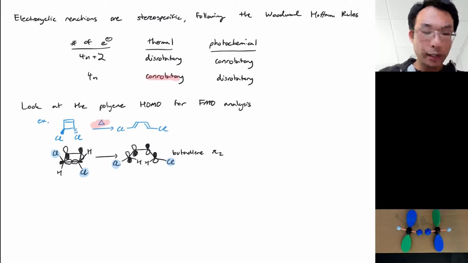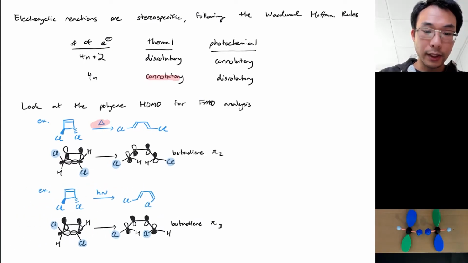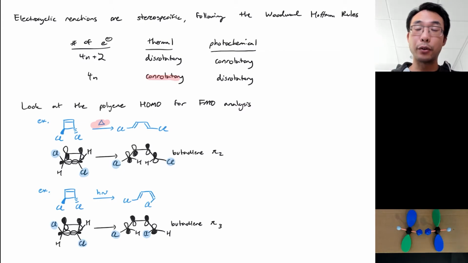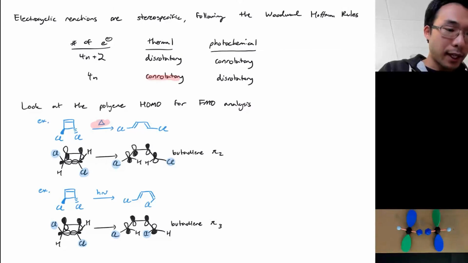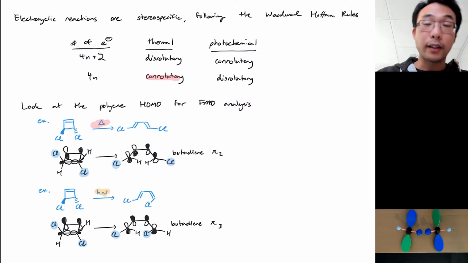So now let's look at the case where we're doing a disrotatory process. So exact same reaction, except we are under photochemical conditions. And if that's the case, then we should go to the opposite process. So we're still at 4 electrons, but now we're disrotatory.